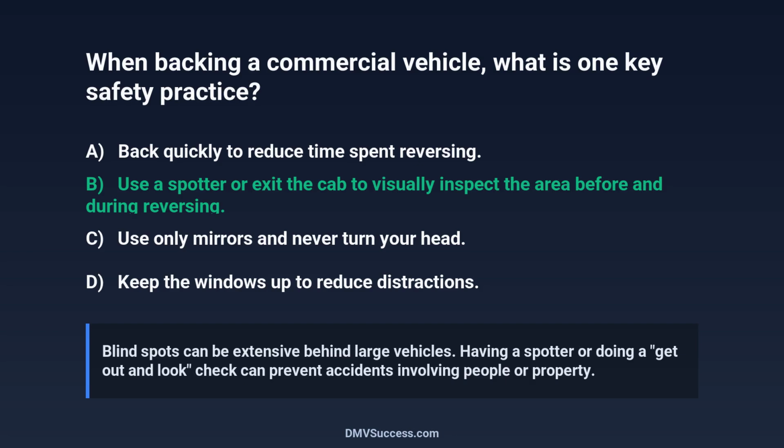The correct answer is B. Use a spotter or exit the cab to visually inspect the area before and during reversing. Blind spots can be extensive behind large vehicles. Having a spotter or doing a get out and look check can prevent accidents involving people or property.